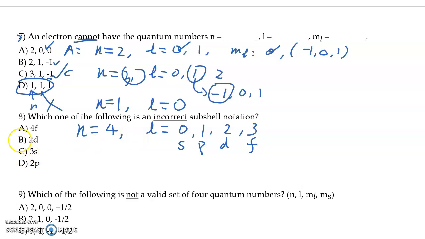All right, let's look at number B. When n is equal to 2, L can be equal to 0, 1, and that's all. So with 2, I can have S, and I can have P. I cannot have anything higher. So this one is not good. For 3S, when n equal to 3, yes, we can have 3S, yes, we can have 2P.